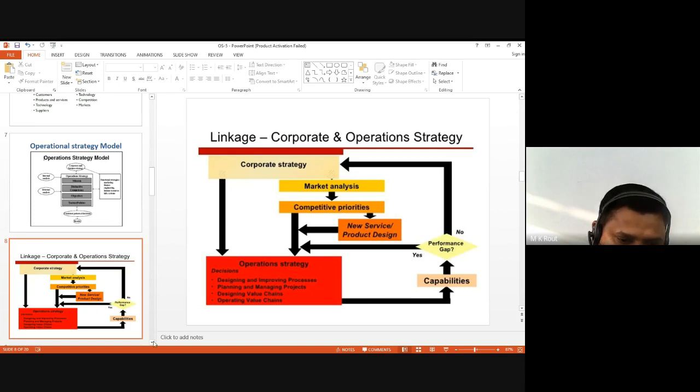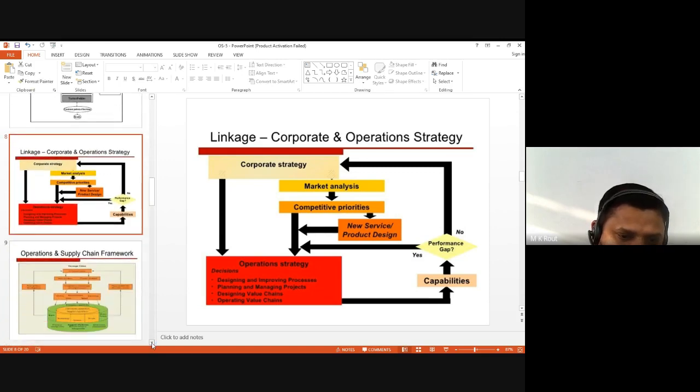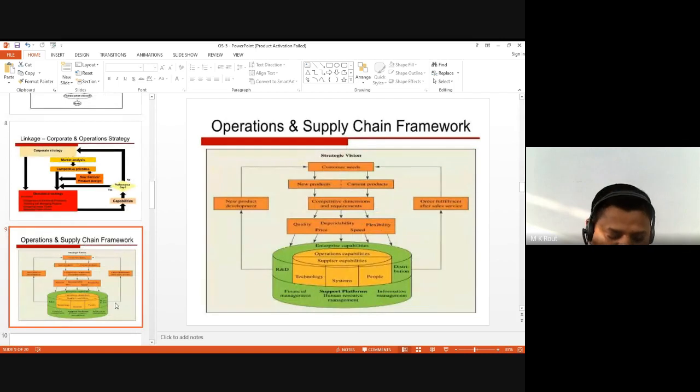Moving to the next part, the next linkage in between operation and supply chains. Clear. So as you know, in the supply chain model framework, basically four entities should be considered.